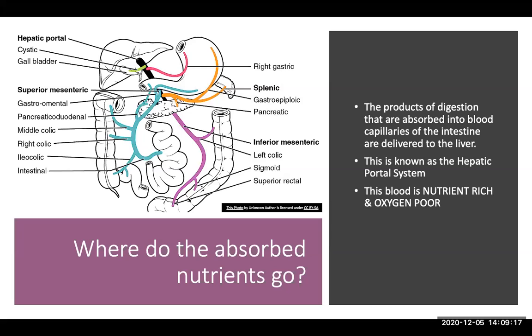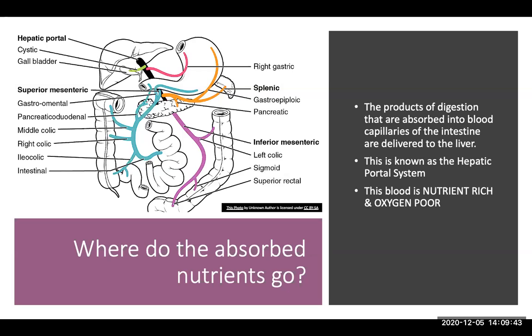Where do the absorbed nutrients go? Once all the nutrients get absorbed from the small intestine, they're absorbed into blood capillaries of the intestine and delivered to the liver. This is known as the hepatic portal system, and this blood is very nutrient rich because they are veins going from the digestive tract to the liver and eventually back to the heart. So they're also oxygen poor.